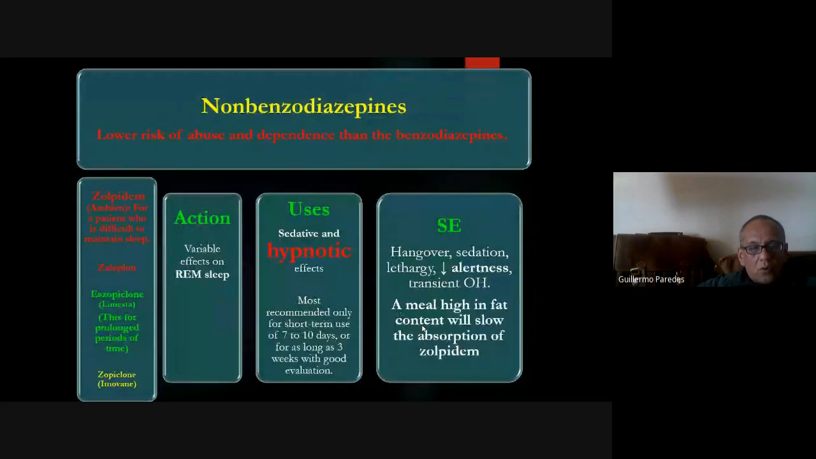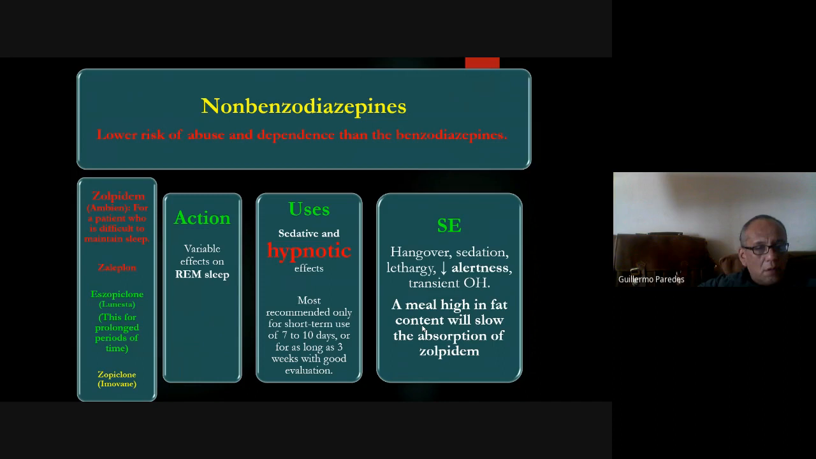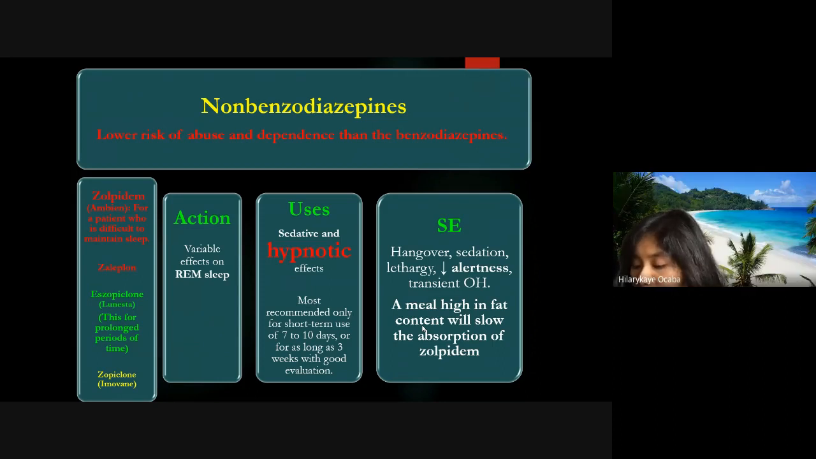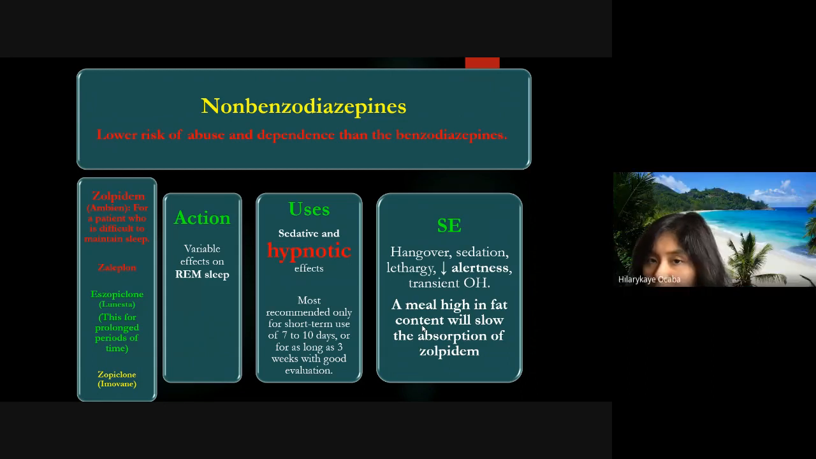All right, so the same thing here. All these, you need to get used to the name hypnotic. Hypnotic is basically a medication that induces or produces effects to sleep. Non-benzodiazepines, they're not addictive, right? Yes, they're not as addictive as the other one, the benzos.